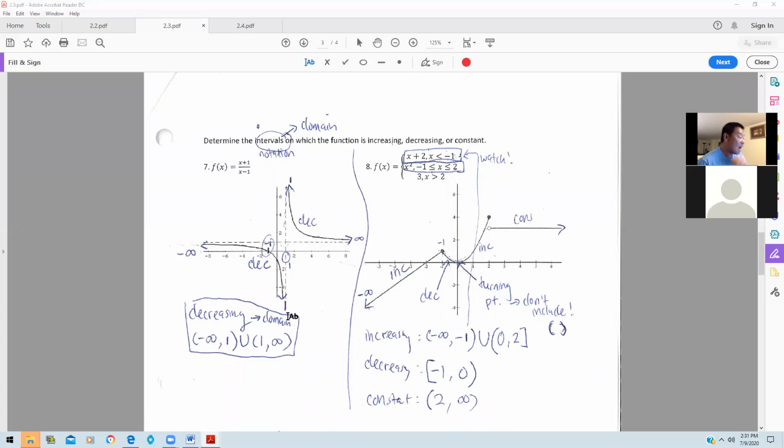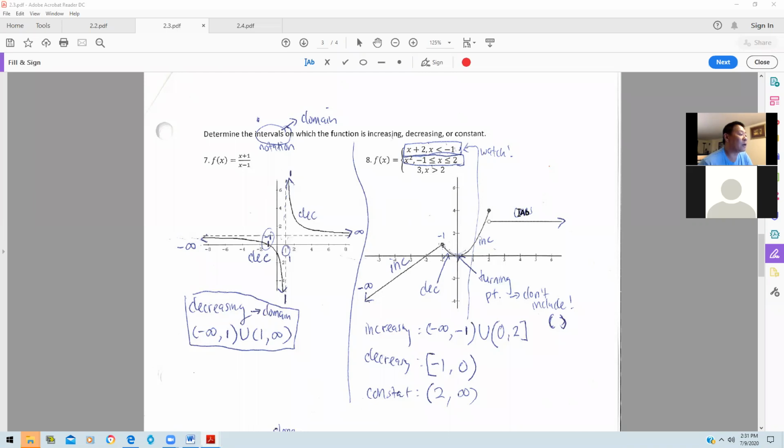So this entire graph is decreasing. It never increased. It is never constant. So it decreased from negative infinity to 1. And you find out that this one is what we call your asymptote. You will learn that in chapter 4. This graph will never cross over there. And then it goes from 1 to infinity. So this graph is having only the decreasing case here.